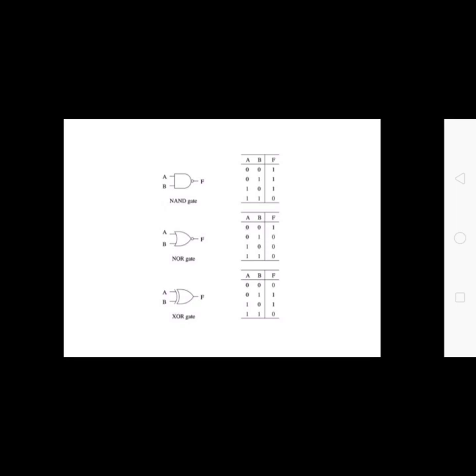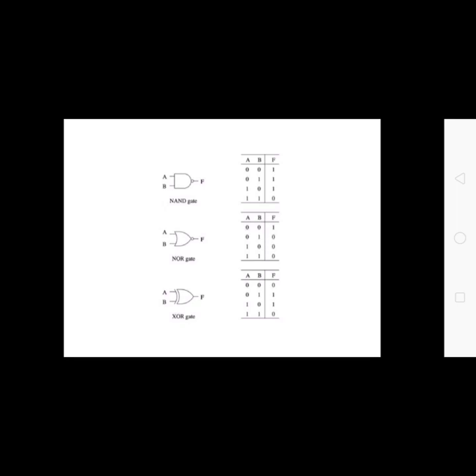You can see in the truth table also, in NAND gate 0 0 becomes 1, 0 1 becomes 1, 1 0 becomes 1, 1 1 becomes 0. Similarly in NOR gate 0 0 is 1, 0 1 is 0, 1 0 is 0 and 1 1 is also 0.